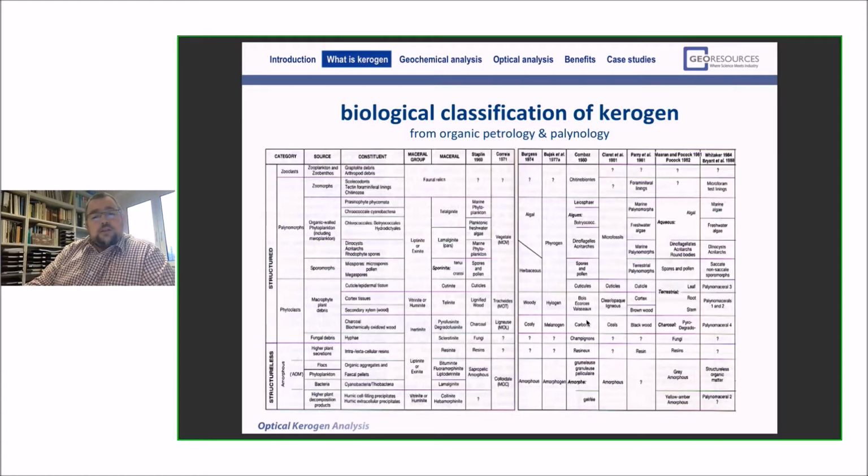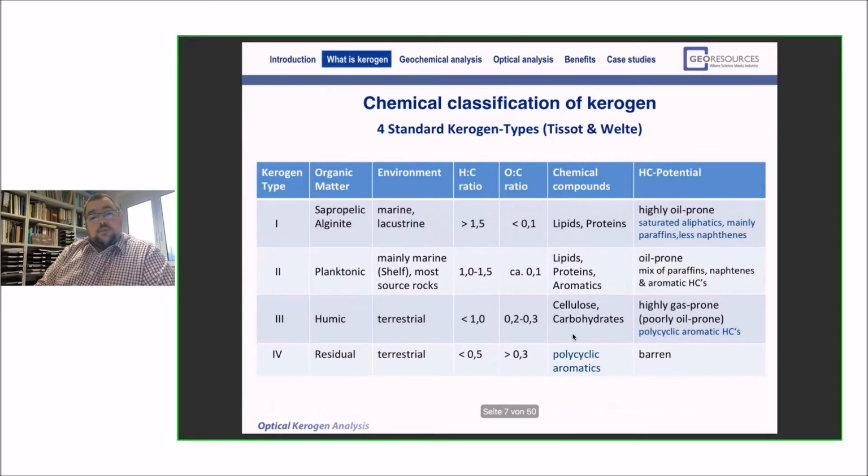And these are mainly based on biological features or biological groupings, and on optical features. So that's the one way to classify the kerogen. On the other side, we can try to classify the kerogen by its chemistry. If it has these different sources, we can expect also different chemistry. That's what's done by the classical chemical classification of kerogen, the 4 standard kerogen types published and established by Tissot and Welte. We have the 4 types with a typical organic matter.